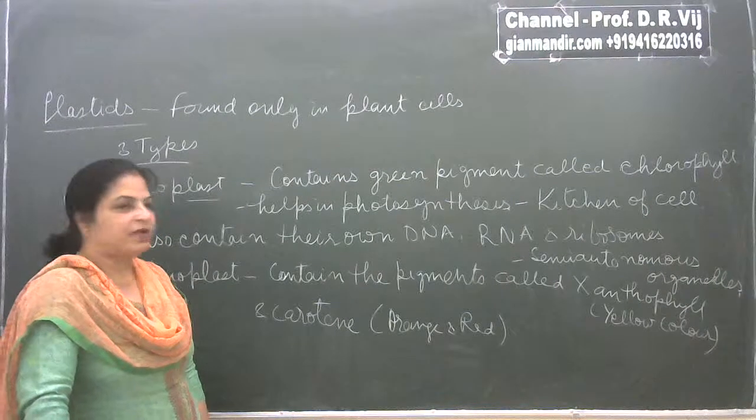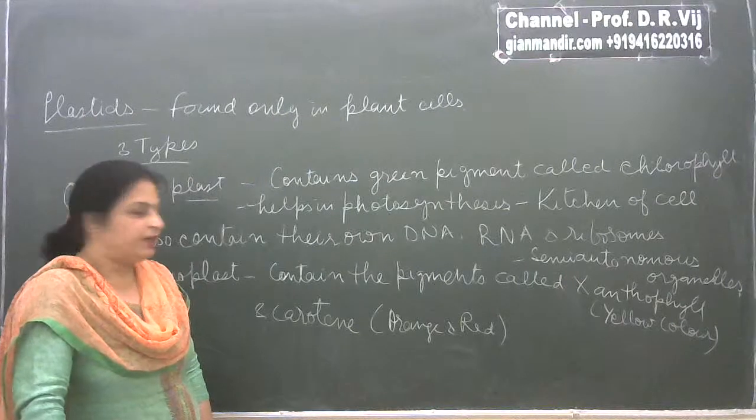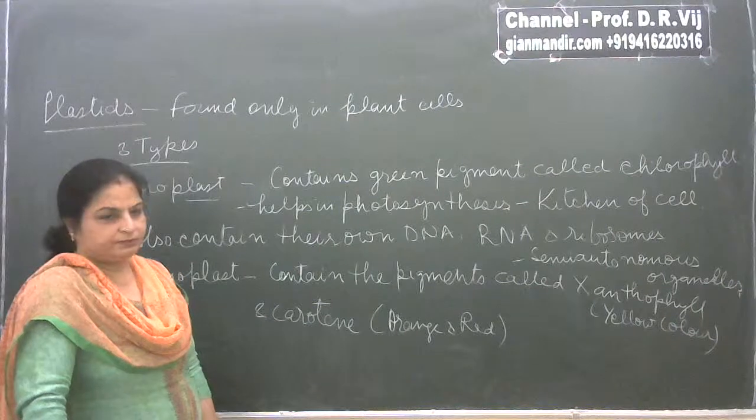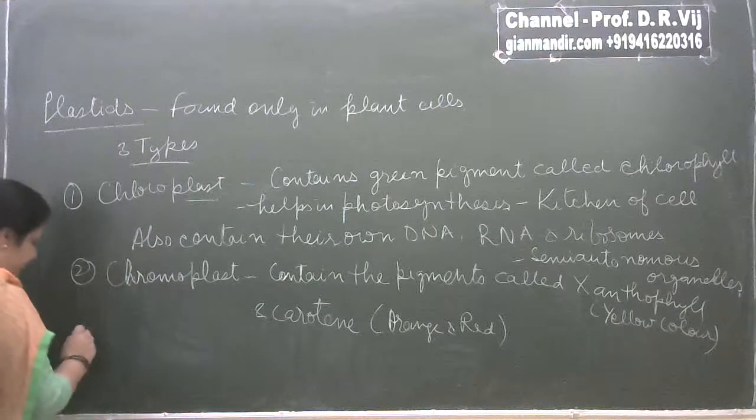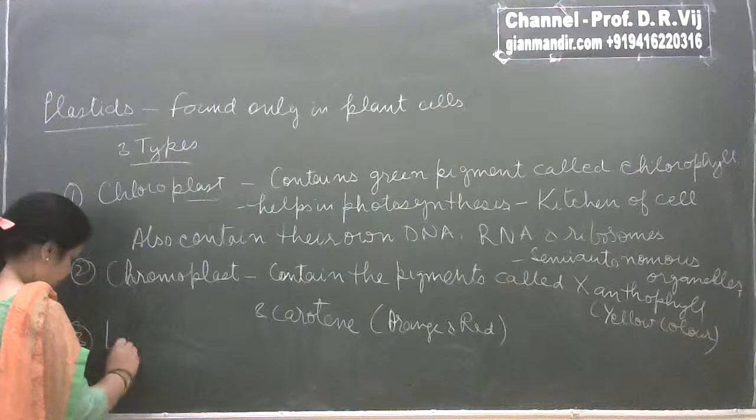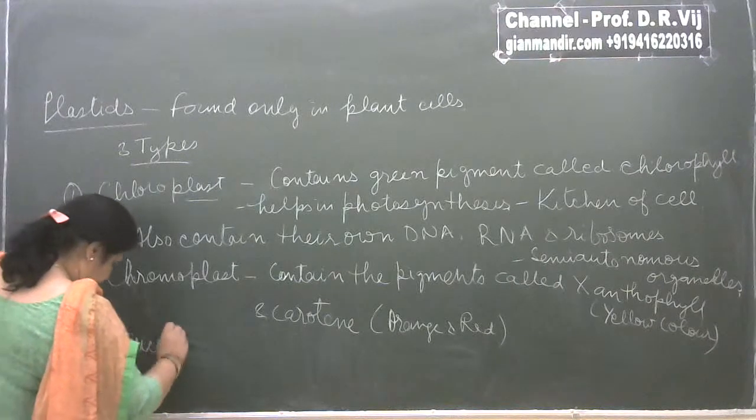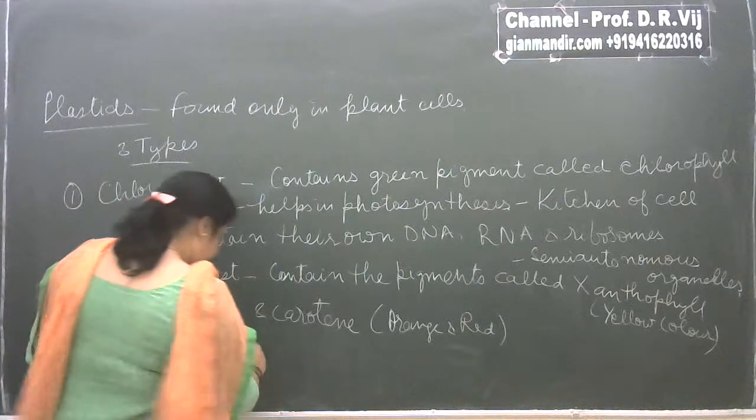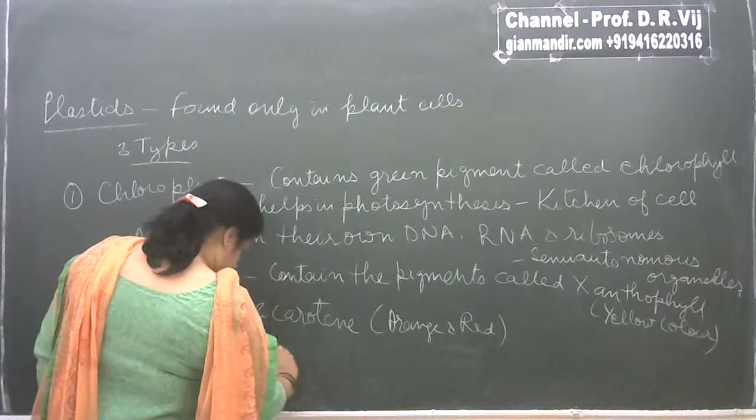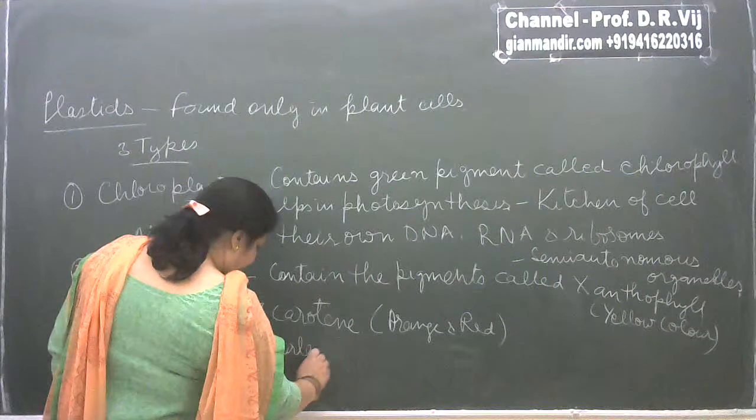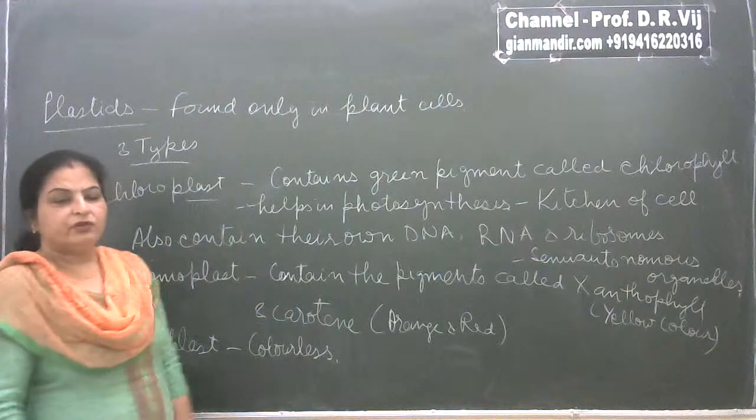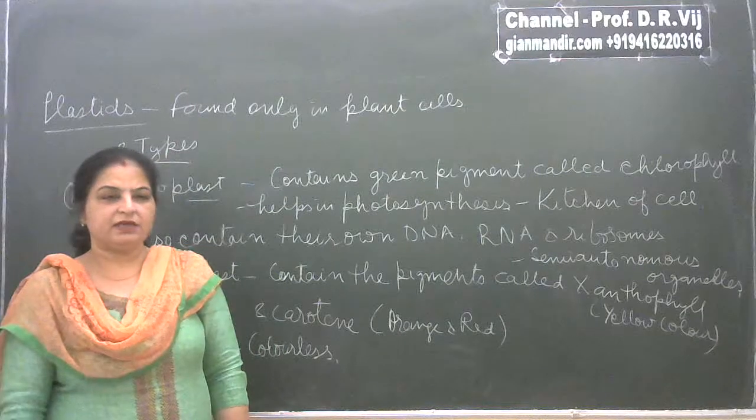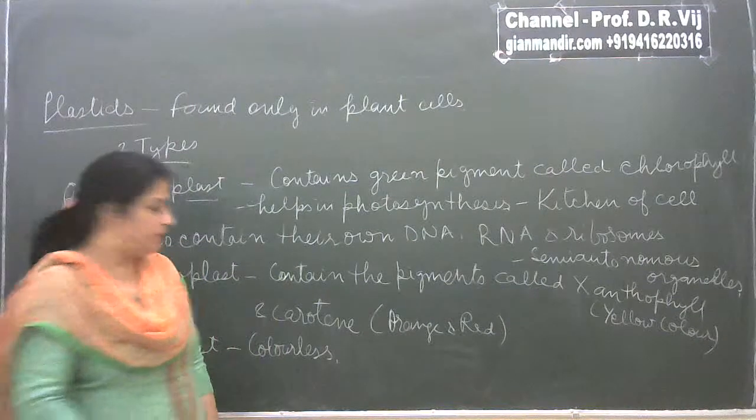So if you have heard that carrots are orange red in color due to the presence of the pigment known as carotene, right? And the third type of plastids are leucoplasts. Leucoplast is the colorless plastid. It does not provide any color to the plant. So if it does not provide any color, then what is its function? Basically its function is that it helps in storage.